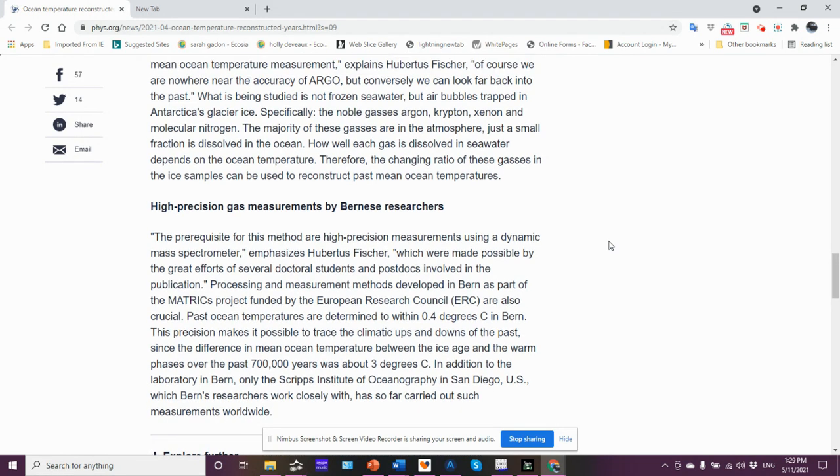So I wanted to share this with you, a new methodology that is helping us to better understand how current conditions compare to past conditions, and then using the past conditions, we can better project what the future will hold for us.